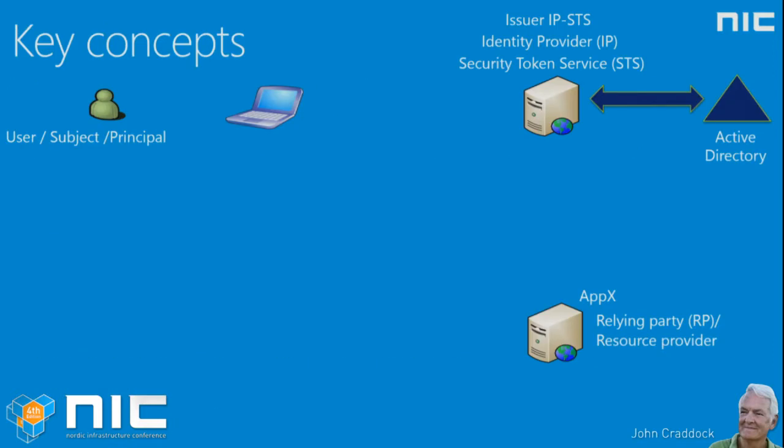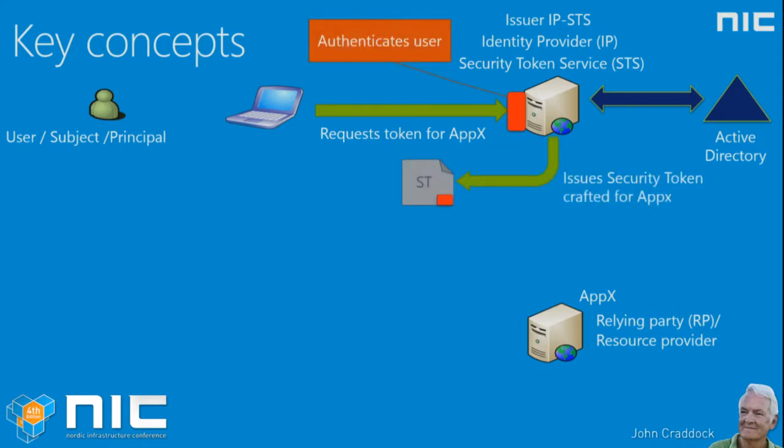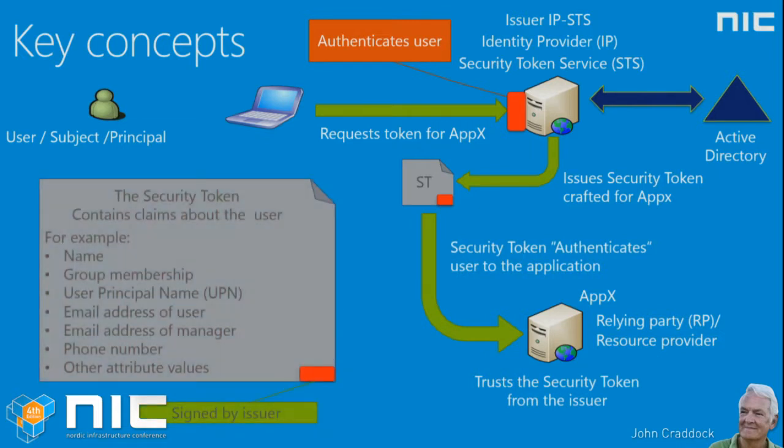So, key concepts. The idea here is that we have a user who wants to access application X, which is our relying party, and we're going to authenticate ourselves with a security token service. Having done that, we will get a security token, and that security token will have claims on it appropriate for application X. What goes on there is purely up to you to design. And having designed and chosen what's on there, you've got to make sure they're actually there.